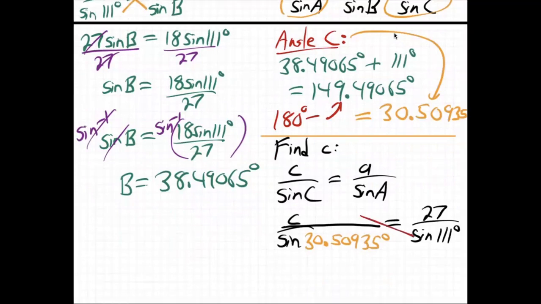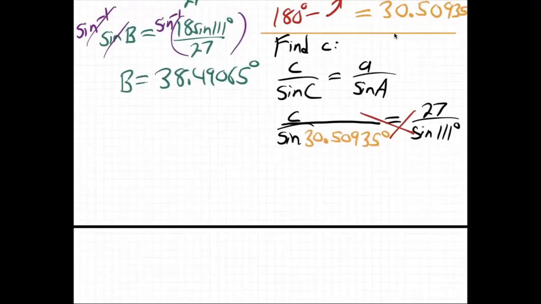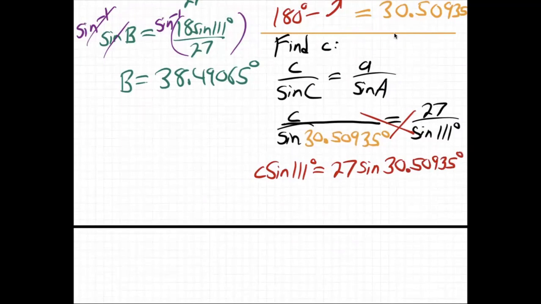And then we go diagonal, diagonal. So, more space here. There we go. So we're going to get little c sine 111 equals 27 sine 30.5093 degrees. And then I'm going to divide by sine of 111. Boom, boom. And so there's my answer for little c.